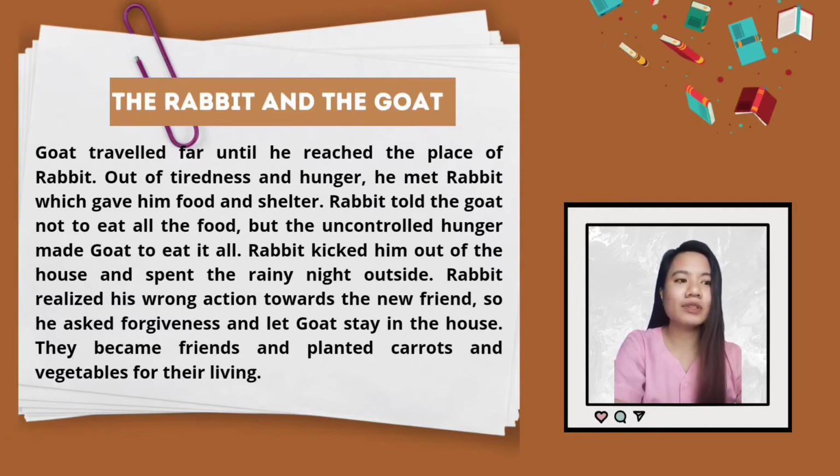Rabbit told Goat not to eat all the food, but the uncontrolled hunger made Goat eat it all. Rabbit kicked him out of the house and he spent the rainy night outside. Rabbit realized his wrong action towards the new friend, so he asked forgiveness and let Goat stay in the house. They became friends and planted carrots and vegetables for their living.